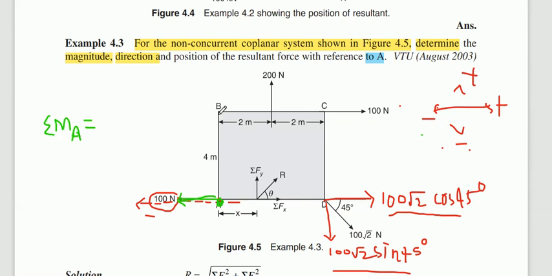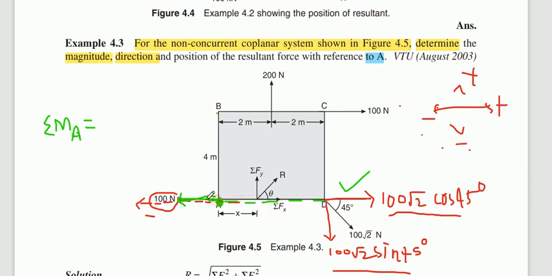If you are taking point B, then it will come: force is here, point is here, perpendicular distance is 4. But we are taking it at point A. Therefore the moment due to 100 Newton about point A is 0, because the line of action is passing through that point only. And you can observe another force, the horizontal component of the inclined force, this force. You can observe its line of action also passes through the same point A.